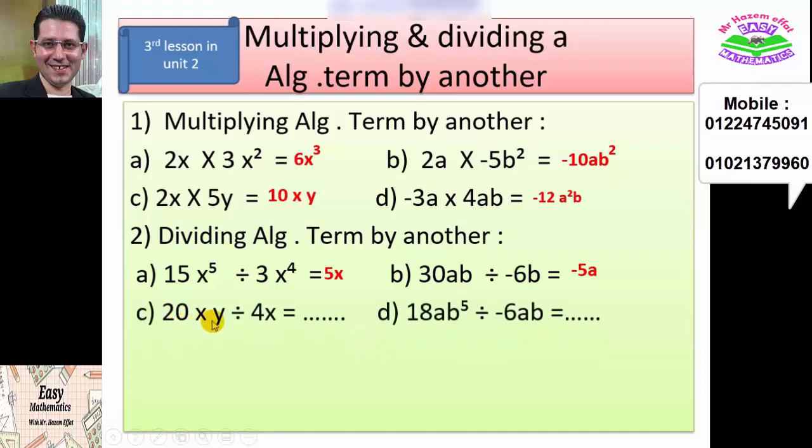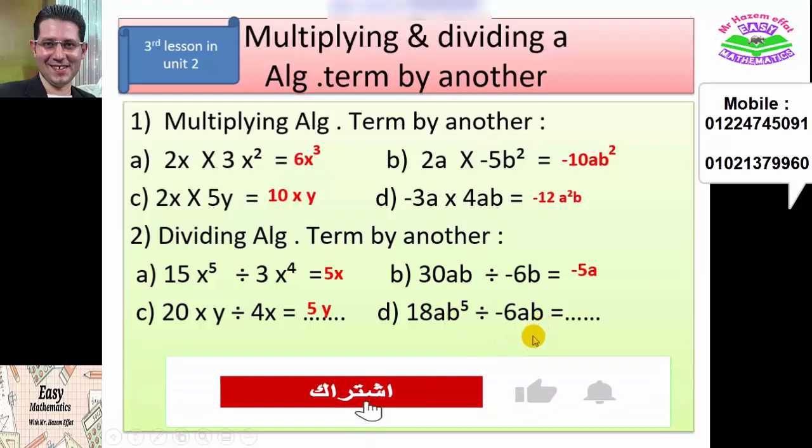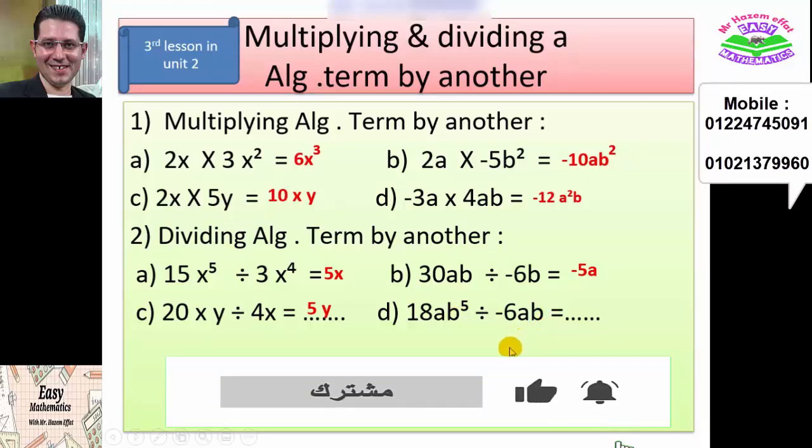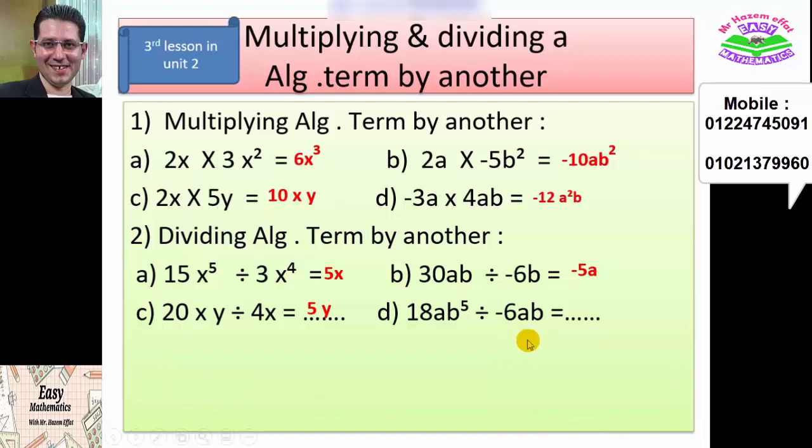Letter C, 20xy divided by 4x. We divide 20 by 4, it will be equal to 5. And x divided by x will be equal to x power 0. And just write y, it will be equal to 5y. Next, 18ab power 5 divided by negative 6ab. Divide 18 by negative 6, it will be equal to negative 3. a divided by a will be equal to a power 0. We can cancel it. b power 5 divided by b power 1 will be equal to b power 4. Finally, it will be equal to negative 3b power 4.